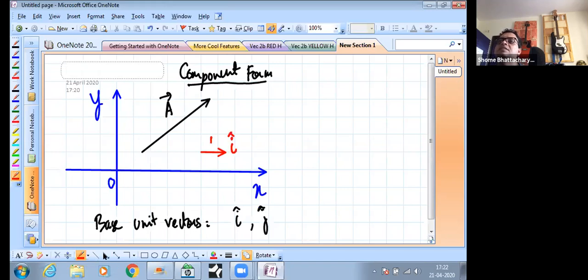Similarly, j cap would be a vector pointing along the positive y-axis. It doesn't matter where I draw it from, but the important thing is its direction is pointing along the positive y-axis and its magnitude is unity. So that is how I define this.